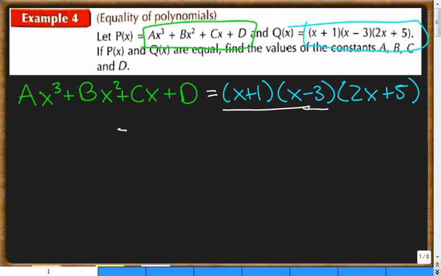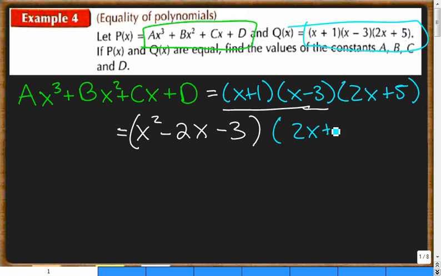These two right here, remember we have to FOIL, is going to FOIL out to be x squared minus 3x plus x minus 3. That's what these first two terms multiply to make. And we can simplify that to make x squared minus 2x minus 3. Now this is our first little term here. And we still have to bring down our 2x plus 5. Now that we have two polynomials, we can multiply those together.